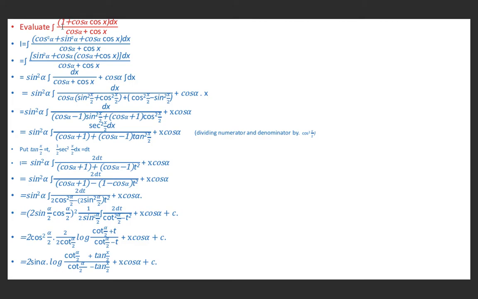Suppose we want to find the integral of (1 plus cos alpha cos x) upon (cos alpha plus cos x) dx. Here we are integrating with respect to x, therefore cos alpha is constant. It is like a, b, c or any constant. So we will treat cos alpha as constant in this integration. So we can write 1 as cos square alpha plus sin square alpha, because we know that cos square alpha plus sin square alpha is 1, and this is cos alpha cos x and the denominator cos alpha plus cos x.